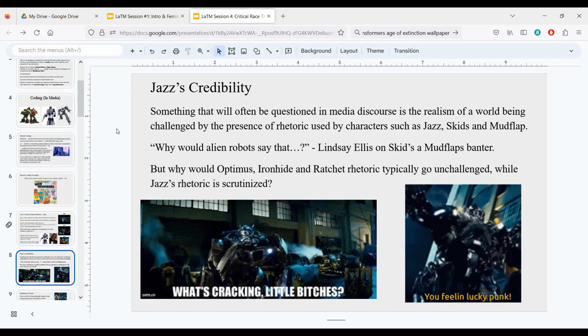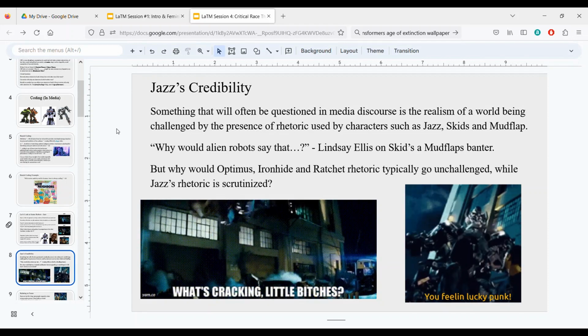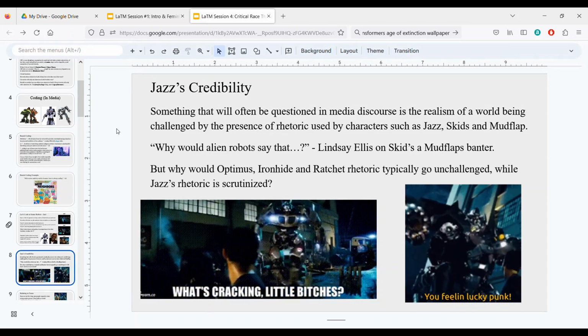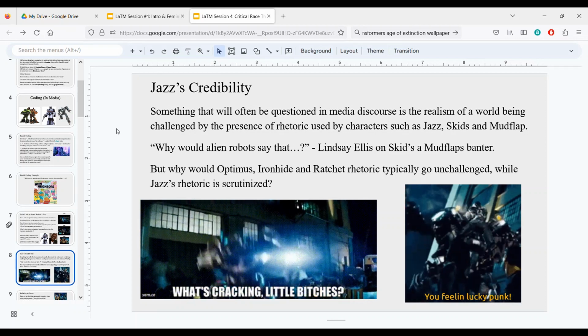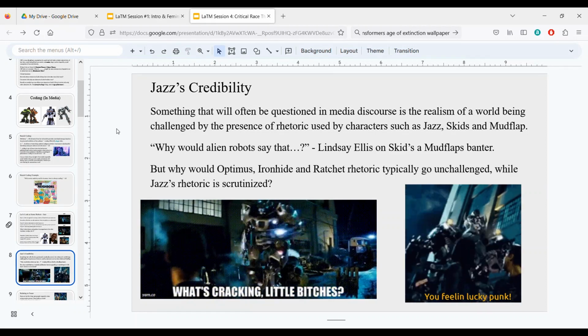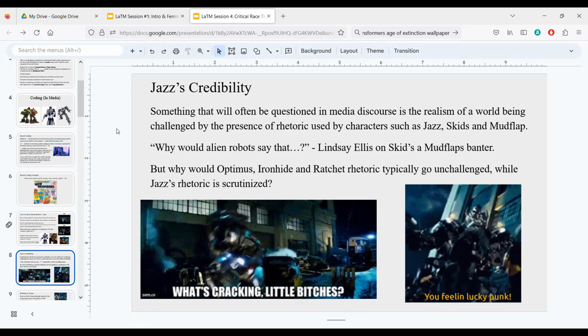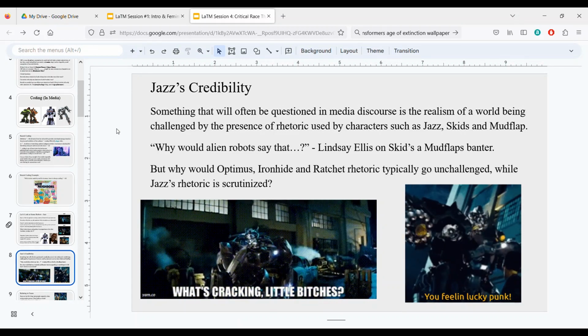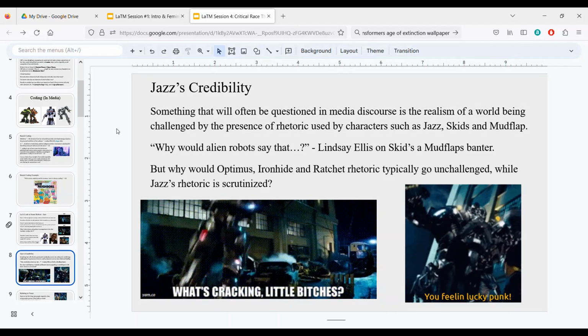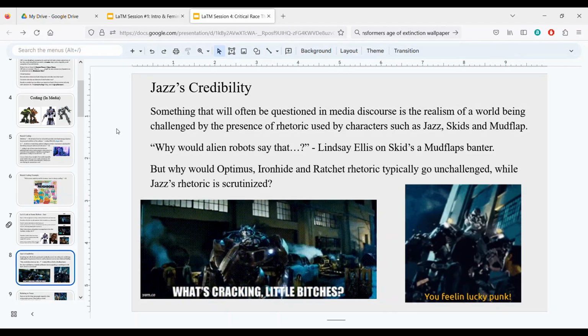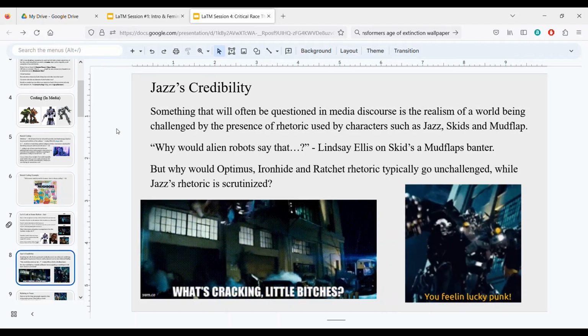Something that will be questioned in media is the realism of a world being challenged and pressured by the rhetoric used by characters such as Jazz, Skids, and Mudflap. Why would alien robots say that? Lindsay Ellis has Skids and Mudflap's banter. Yeah, so it's sort of this reaction of, like, how can there be a black robot? Why would they be talking like that?